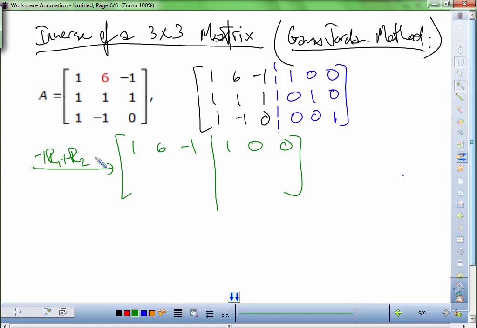So I'm going to take the first row, multiply it by negative 1, add it to the second row, and replace the second row. So this would be 0, this would be negative 6 plus 1 is negative 5, this would be negative 1 plus 1 is 2, this would be negative 1, 1, 0. Okay? So now I'm going to also, on the same step, I'll do it one step at a time.